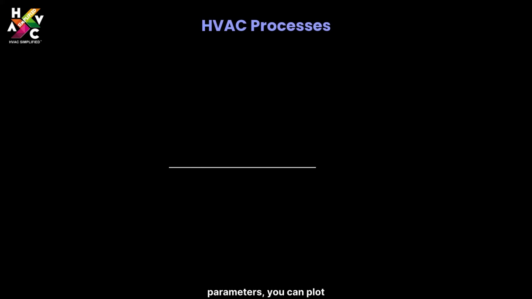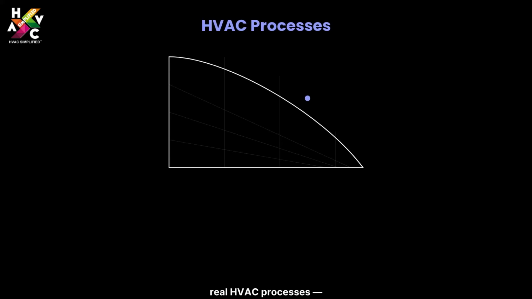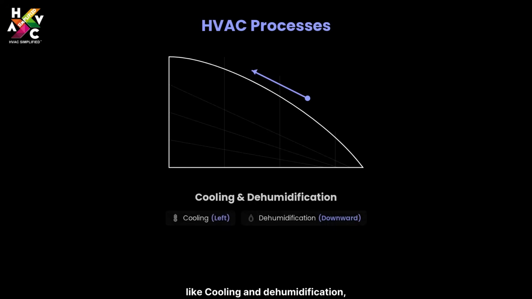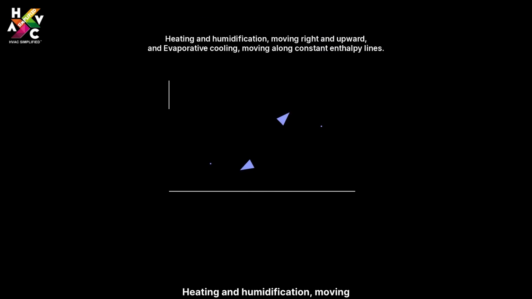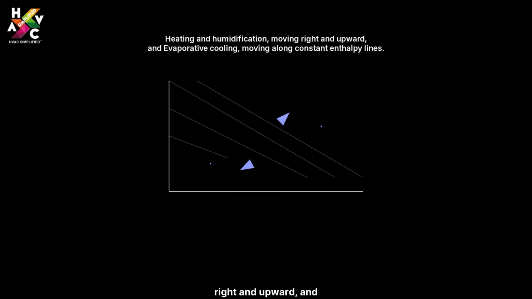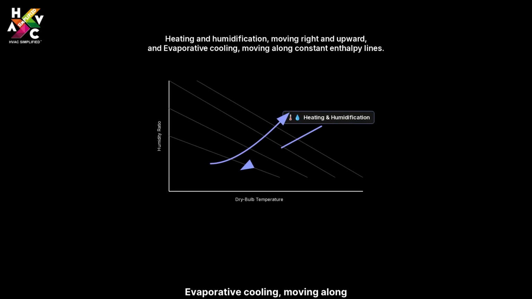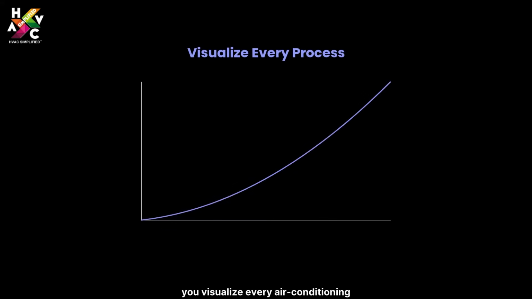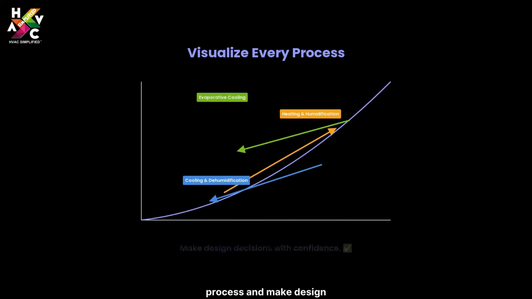Once you understand these parameters, you can plot real HVAC processes, like cooling and dehumidification moving left and downward, heating and humidification moving right and upward, and evaporative cooling, moving along constant enthalpy lines. The Psychrometric Chart lets you visualize every air conditioning process and make design decisions with confidence.